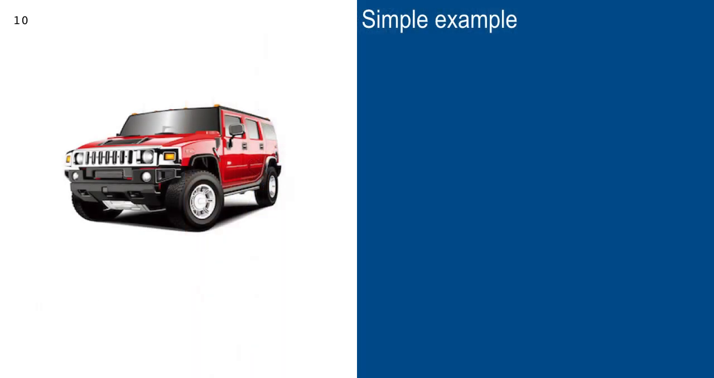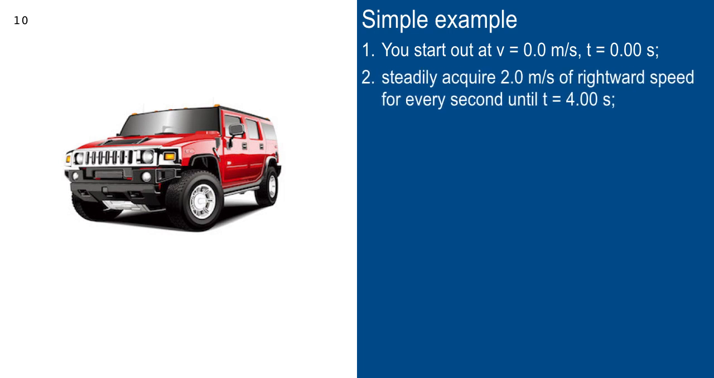All right, so now I want you to write down, we're going to do another example on the document cam. Let's just go ahead and write down the specs. We're going to start out at 0.0 meters per second at time t equals 0.00 seconds. In other words, we're going to start out at rest. So on our velocity graph, we're going to start out at the origin. And then we're going to steadily acquire 2.0 meters per second of rightward speed.